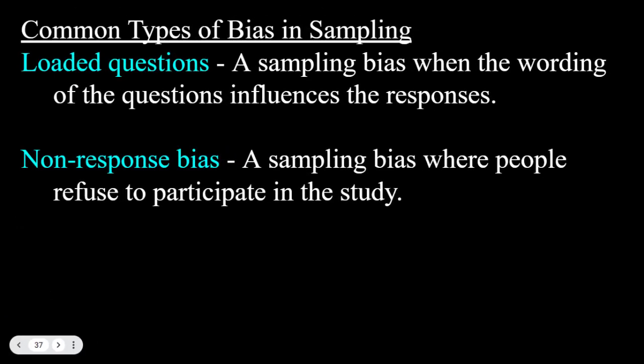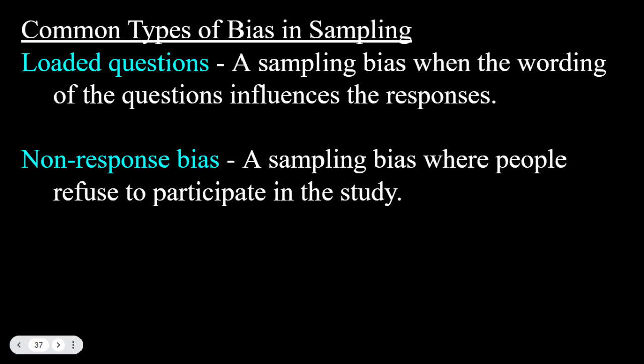You might have loaded questions in your sampling. This is sampling bias when the wording of the question influences the responses, and I'll just give you a really obvious one. Let's say you're doing that survey about your boss, and one of the questions is, tell us why your boss is the best boss in the world, or why he's the worst boss in the world, or she. That's a loaded question. You are kind of pointing the answers in one direction when you ask a question like that.